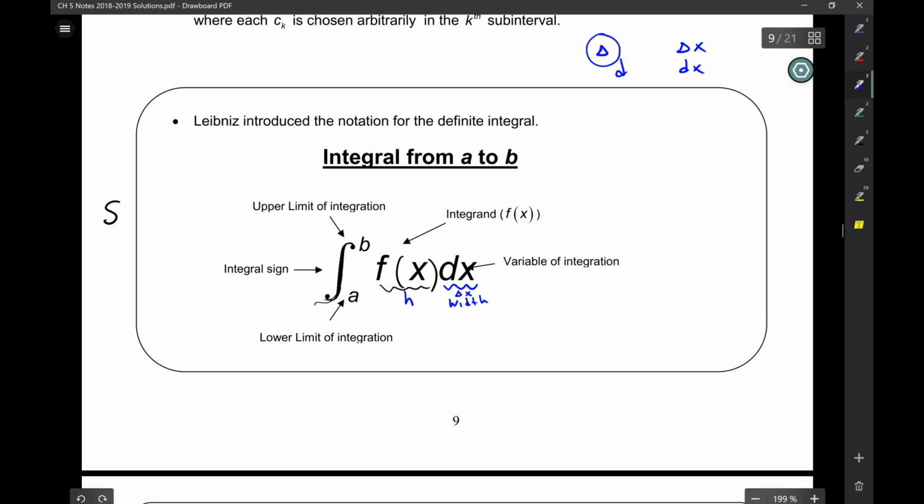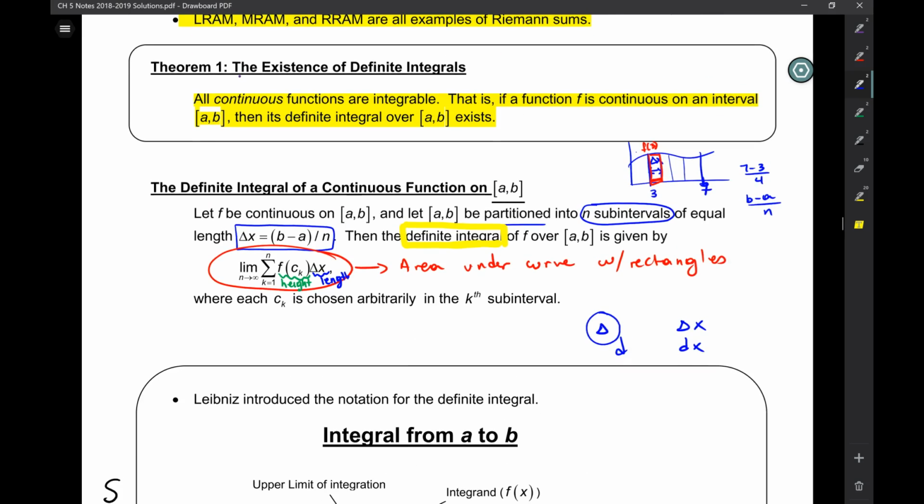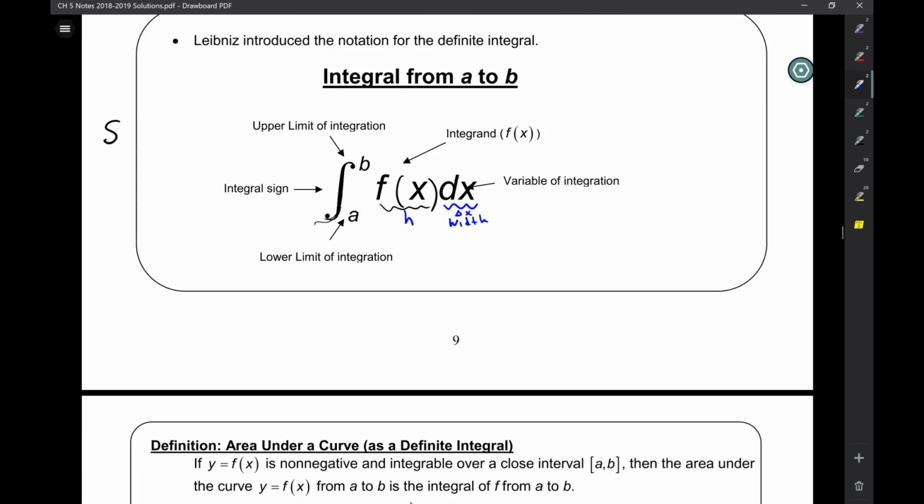So this is delta x or width. Again, I've got height times width, which gives me the area of a rectangle. Now I'm going to sum up all of the rectangles from where to where? From A to B. So I'm going to do height times width, one rectangle, and sum them all up from A to B. So that's what that notation is. Isn't that clever? The way I read this is the integral from A to B of f of x dx.